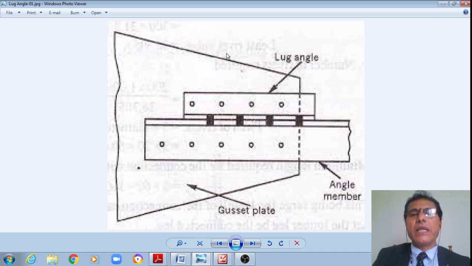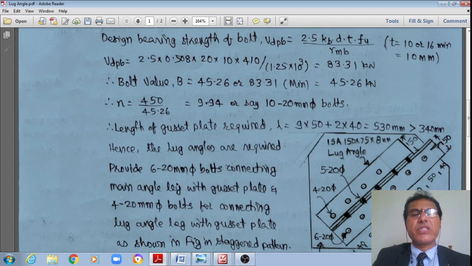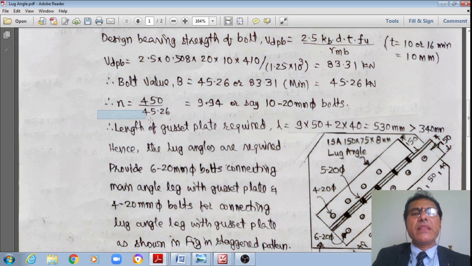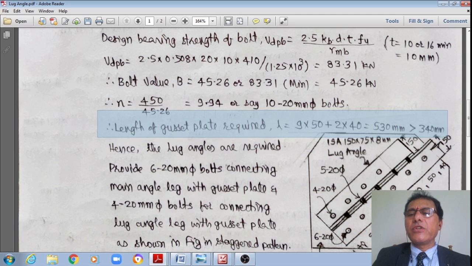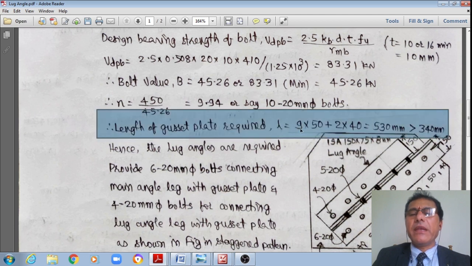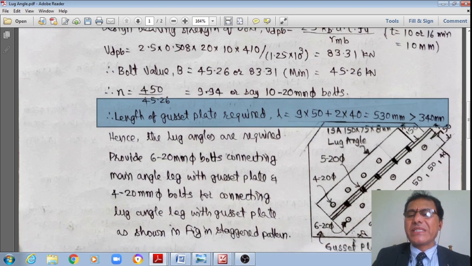However, the length of the gusset plate should not be more than that. That specification is given, that restriction is there. Therefore, the length of the gusset plate required, L required, is equal to: between all these 10 bolts, 9 pitches are possible, 50, 50, 50, and two edge distances, one here as well as one at the other end. Therefore, it works out to 530 mm.